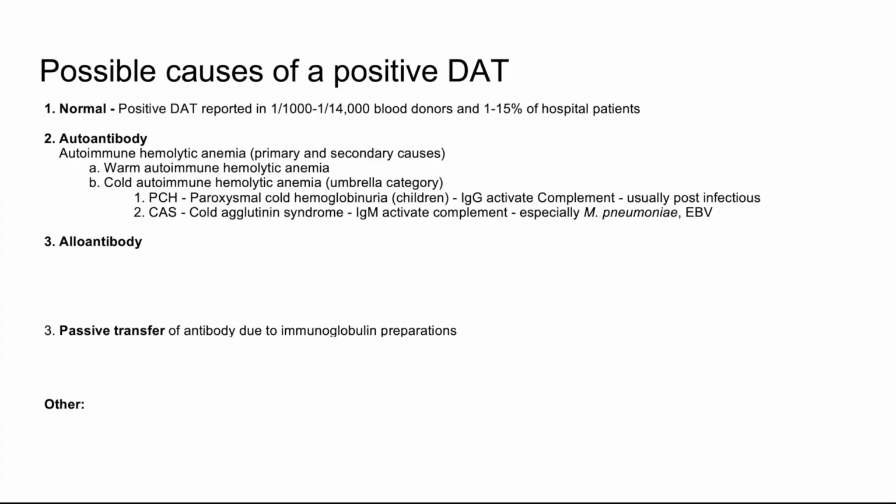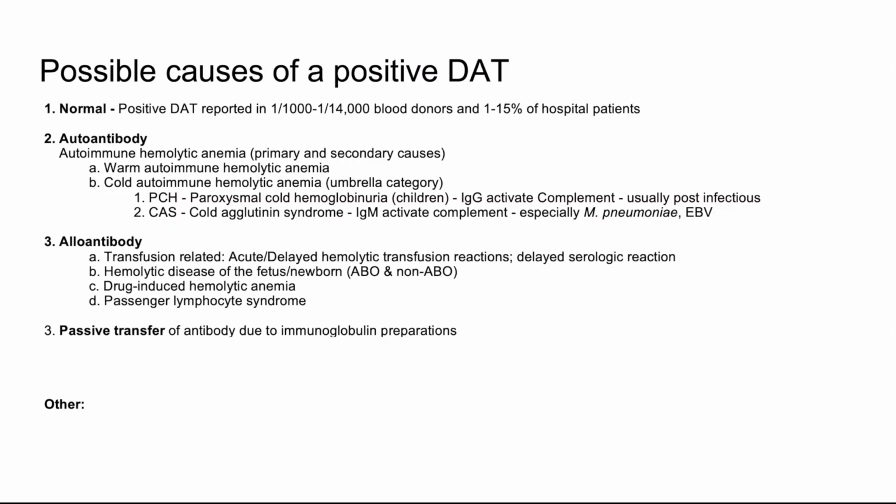For autoantibodies, our differentials are usually the warm and cold autoimmune hemolytic anemias. For alloantibody, it's things that are transfusion related, like acute delayed hemolytic reactions or delayed serologic reaction. We could have hemolytic disease of the fetus and newborn, drug-induced antibodies or passenger lymphocyte syndrome, whereas the transplanted organ's B cells start making antibodies and they lyse the recipient's red cells.